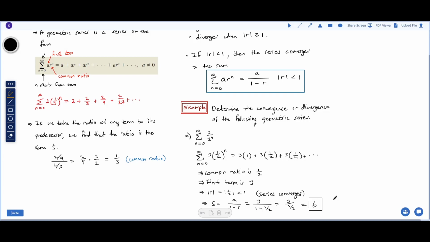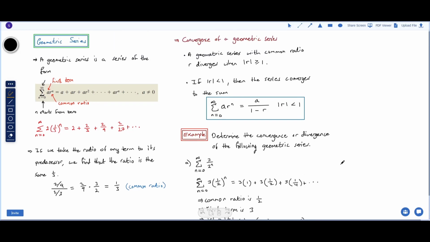So from the beginning, we're trying to determine the convergence or divergence of the following geometric series. Why do we have to figure out where it converges to if the question is just asking whether it diverges or converges? I just put that in there so we can practice this, because normally with geometric series, if it does converge, they always ask you what it converges to.